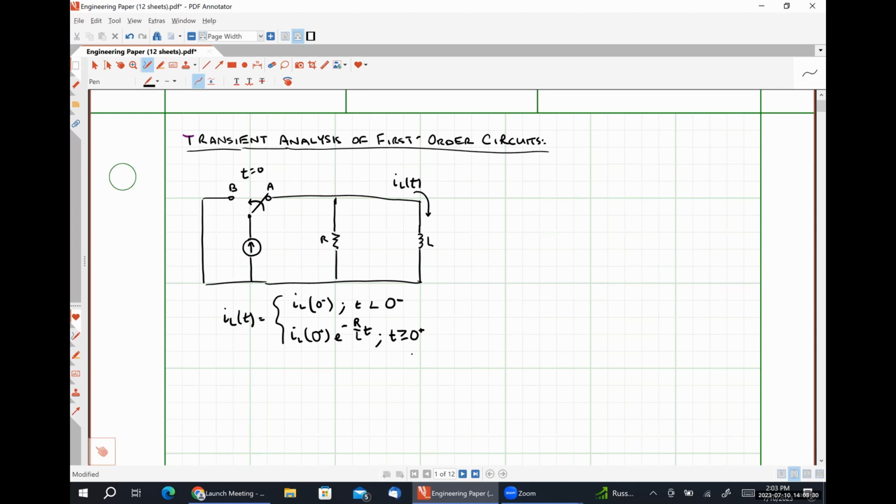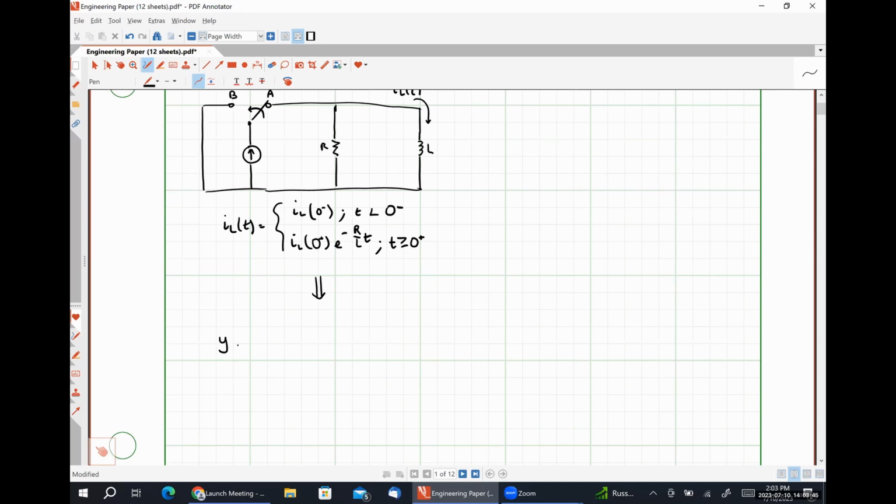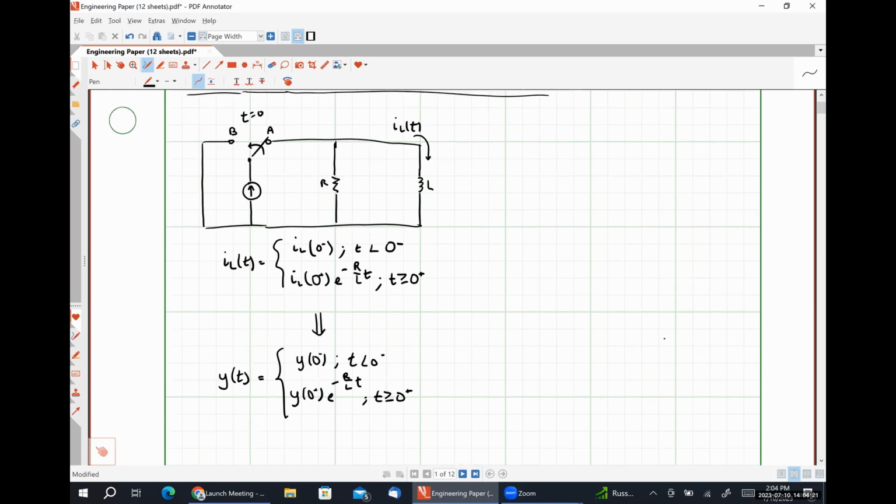And after looking at the consequences of this result by applying Kirchhoff's current law, Kirchhoff's voltage law, and Ohm's law, we generalize this to say that y of t, where y is any voltage or current in our system, would have the form of y at 0 minus for t less than 0 minus, and y of 0 plus e to the negative R over L t for t greater than or equal to 0 plus.